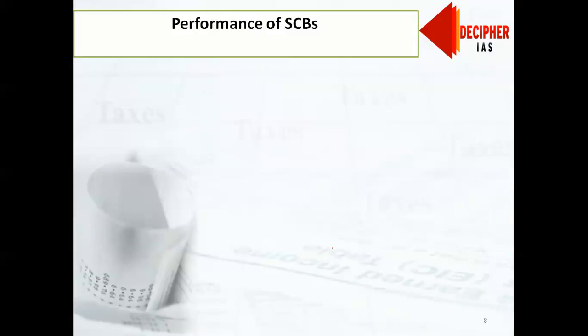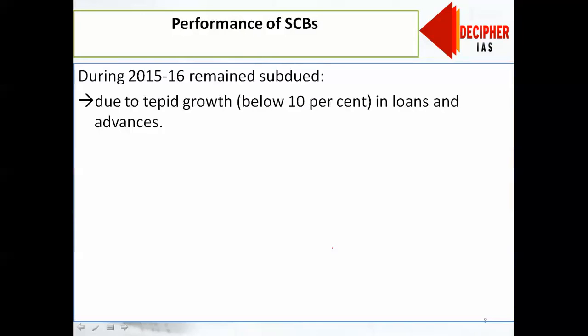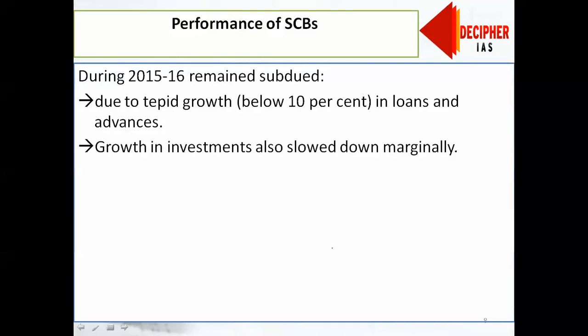Now during 2015-16, the performance of these banks has remained subdued. Why has it remained subdued? First of all, there is very little growth in loans and advances. It is below 10%. Secondly, the growth in investment has also slowed down marginally. So obviously when growth in investment has slowed down, they will take less loan.